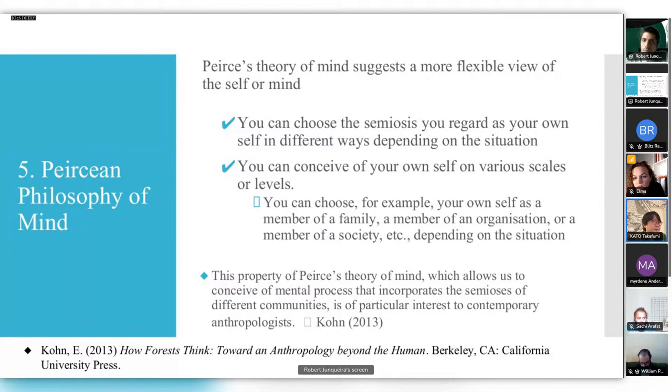This property of Peirce's theory of mind, which allows us to conceive of a mental process that incorporates the semiosis of different communities, is of particular interest to contemporary anthropologists. Drawing on Peirce's theory of mind, Canadian anthropologist Eduardo Kohn discusses the particular self-concept of the Runa people in the forested areas of eastern Ecuador. The Runa people believe that the self is spread throughout the forest environment that envelops their bodies. In this case, the self also encompasses the semiosis of the whole ecology surrounding the Runa people.